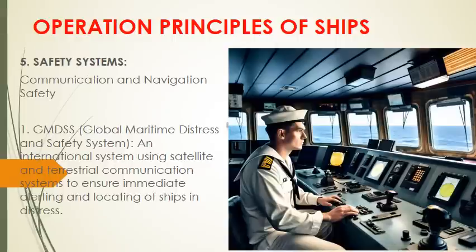Now let's consider communication and navigation safety. The first is the use of Global Maritime Distress and Safety System, GMDSS. It is an international system using satellite and terrestrial communication systems to ensure immediate alerting and locating of ships in distress.